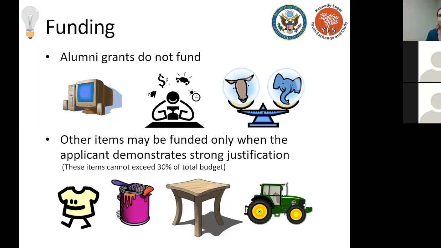When I say durable equipment, so for example, if you were doing a grant project for a school and it doesn't have any tables and chairs, your entire grant project cannot be purchasing tables and chairs to leave at that school. YES Alumni Grants are not like a source of donation, if you understand what I'm talking about. So these kinds of items cannot be more than 30% of your total budget.